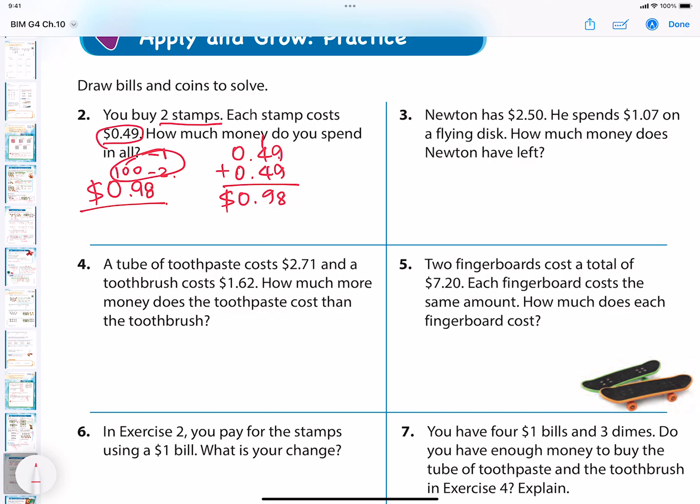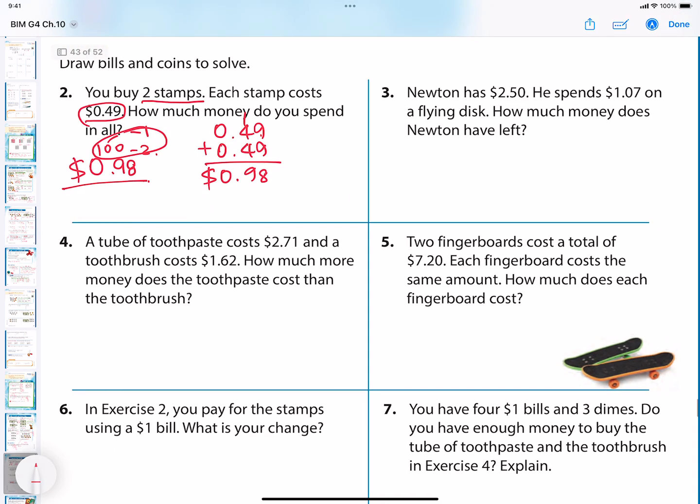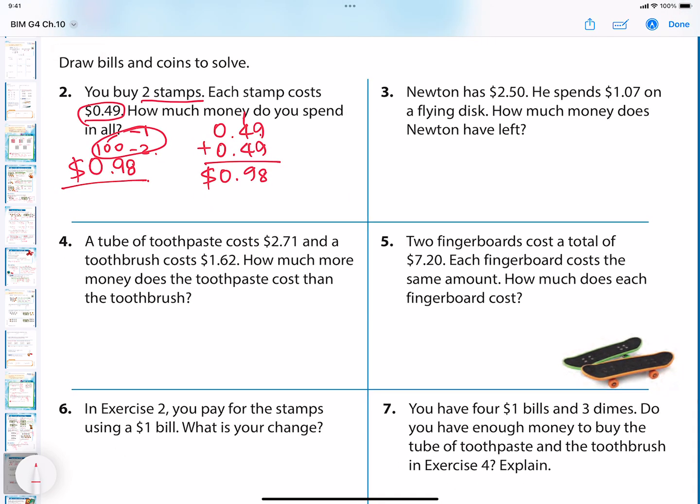All right. Number 3. Newton has $2.50. He spends $1.07 on a flying disc. How much money does Newton have left? Okay, he spends already. So is this addition, subtraction, multiplication, or division? Yes. He spends money. That means subtraction. $2.50 minus $1.07. Okay, we are going to put the money sign at the end.